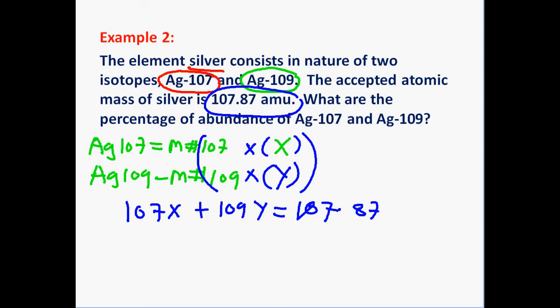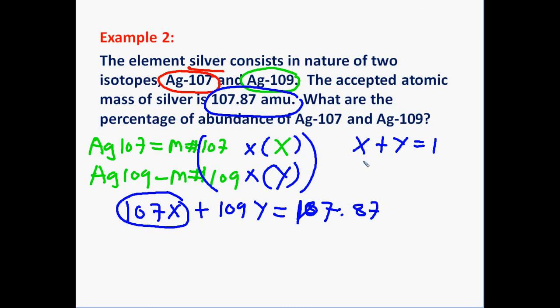107.87. So if you have the average mass as 107.87, how are we going to find out X and Y? X and Y are fractional abundances, which means X plus Y is equal to 1. But if you want to cancel out one of these two variables, one easy way to do it is to match the coefficient for X or Y. Now in this case, I am just going to match the coefficient for X, 107x.